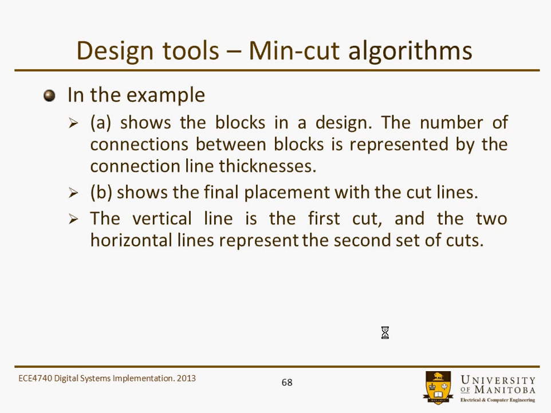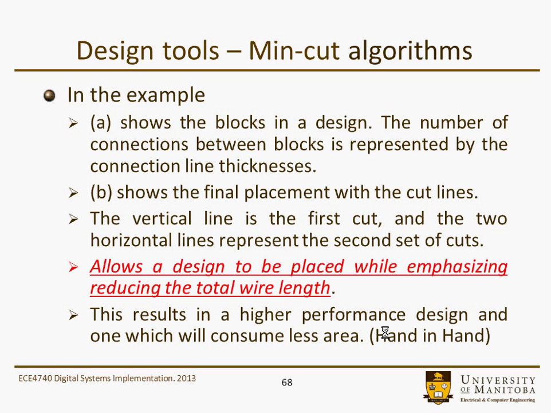So we're going to look at an example here in a minute, and basically it shows the blocks in a design. The number of connections between the blocks is represented by the connection line thickness. So the thicker the line, the more connections. And then the second part of the figure will show the final placement with the cut lines. A vertical cut line was made first, and it was followed by two horizontal lines, which represent the second set of cuts. So this allows the design to be placed while emphasizing reducing the total wire area and reducing bottlenecks associated with congestion that you might otherwise have if you have a highly routed area. So this results in a higher performance design and one which consumes less area. Those typically go hand in hand with one another.